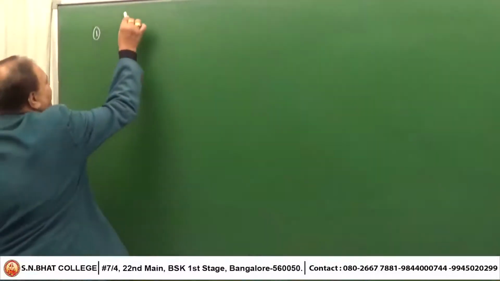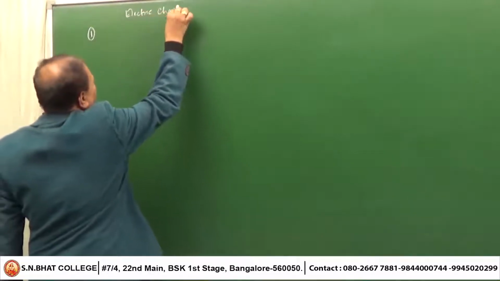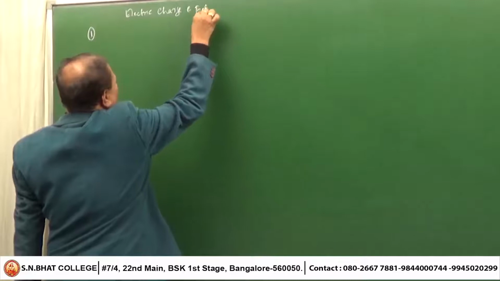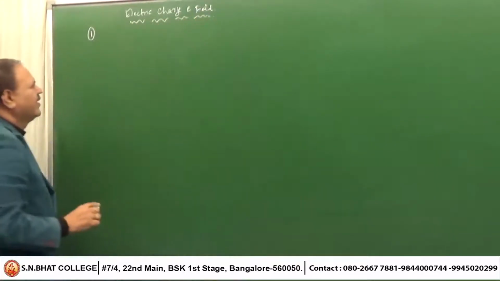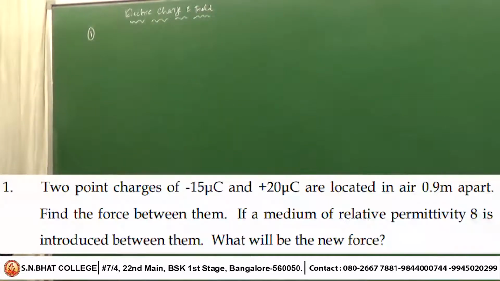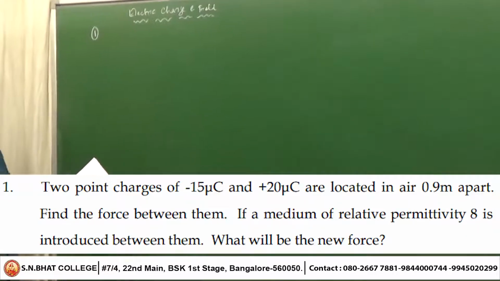Problems on electric charge and field. We shall take up the problems on this. First problem: two point charges, minus 15 microcoulomb and plus 20 microcoulomb, are located in air 0.9 meter apart. Find the force between them. If a medium of relative permittivity 8 is introduced between them, what will be the new force?